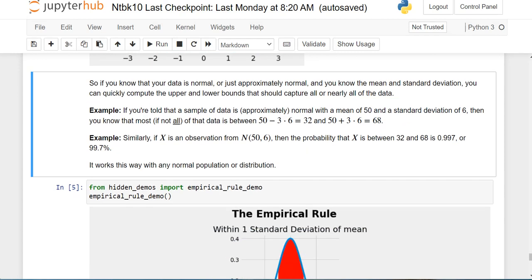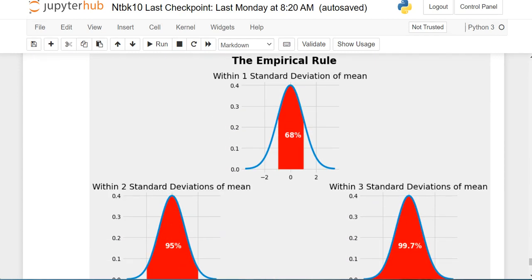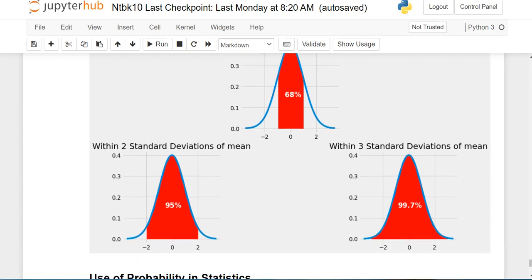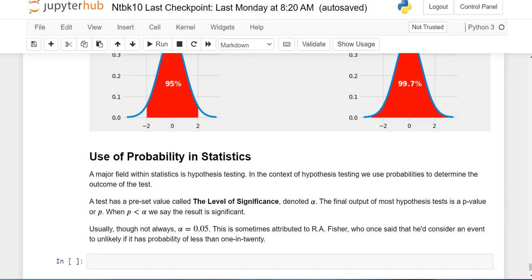And this is going to be another visualization. In the first graph in the top middle, you see that 68% are within one standard deviation of the mean, and the bottom. So this is just another visualization with all the graphics on the same page. That's all we're going to have for the empirical rule, and we'll move on to the use of probability in statistics, which is the final thing in the notebook.